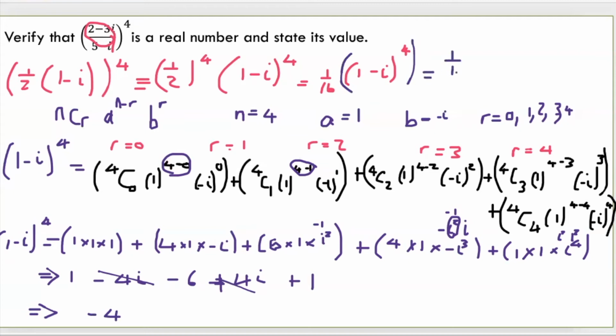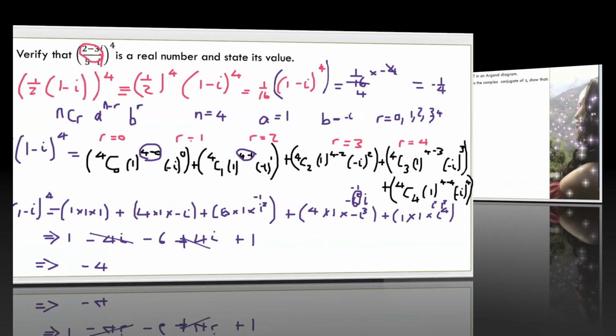So I have 1 over 16 times negative 4. And to simplify this, 4 into 16 goes 4 times. So that means I'm left with a minus 1 over 4, because don't forget the sign. So the real number and its value is negative 1 over 4. And that's it.